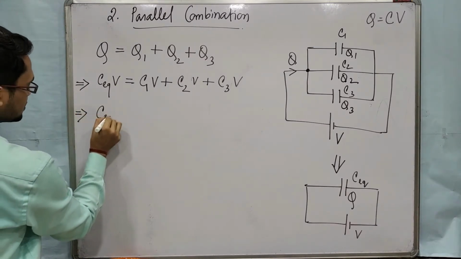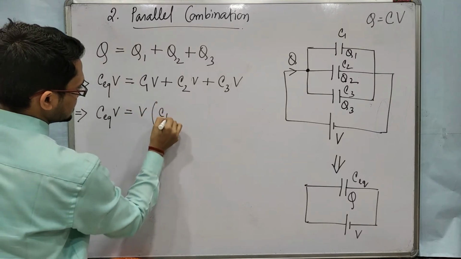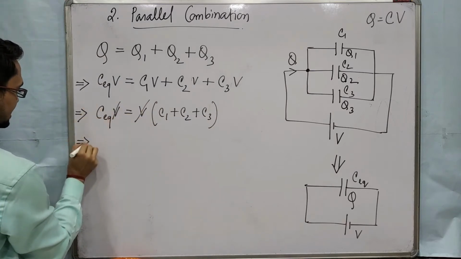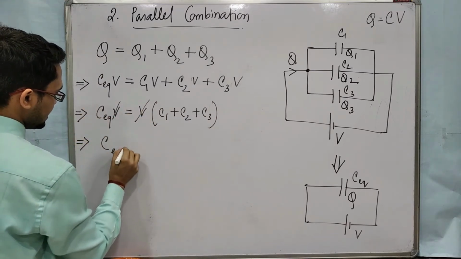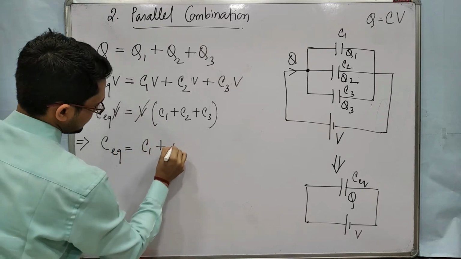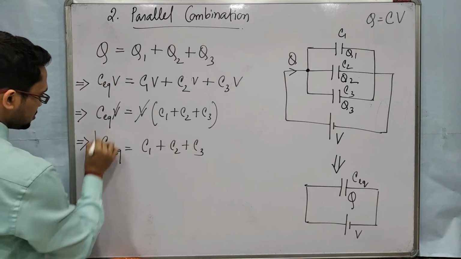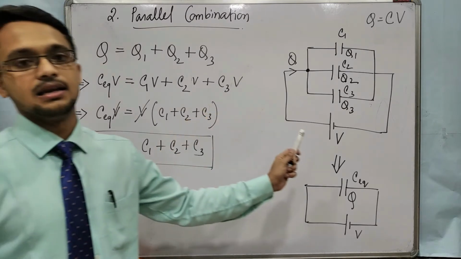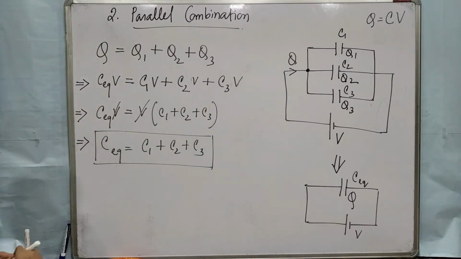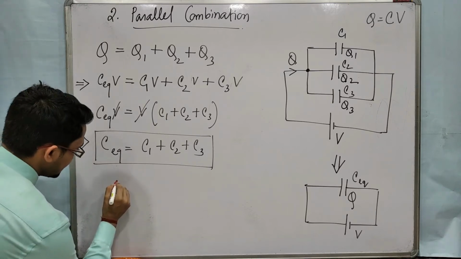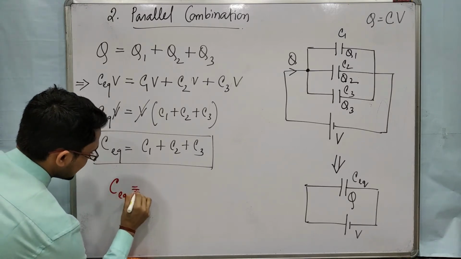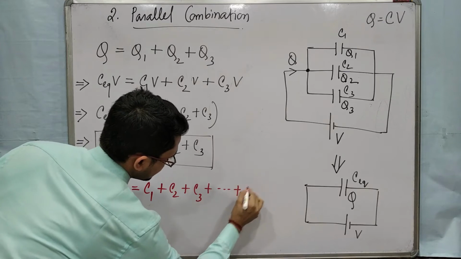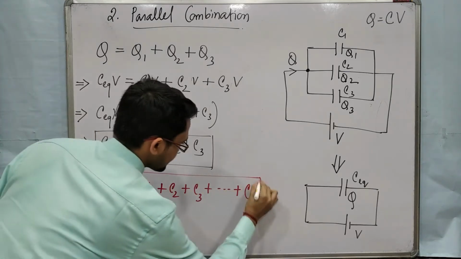Now take V common on the right hand side, so V times C1 plus C2 plus C3, and V cancels out. You will get C equivalent equal to C1 plus C2 plus C3. So this is the equivalent capacitance when the capacitors are connected in parallel. For n number of capacitors connected in parallel, the formula will be C equivalent equal to C1 plus C2 plus C3 plus dot dot dot plus Cn.